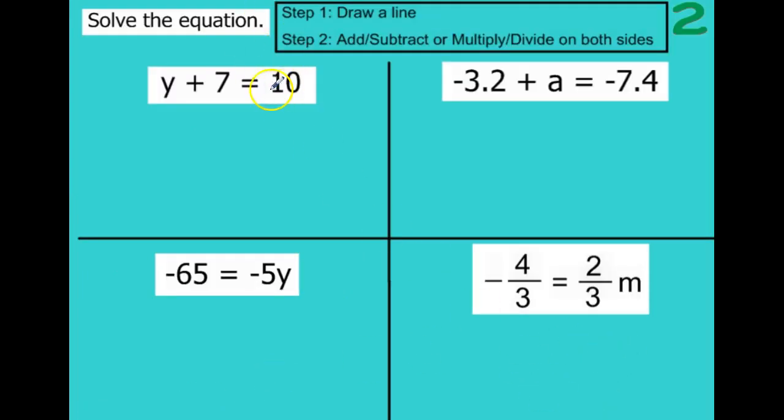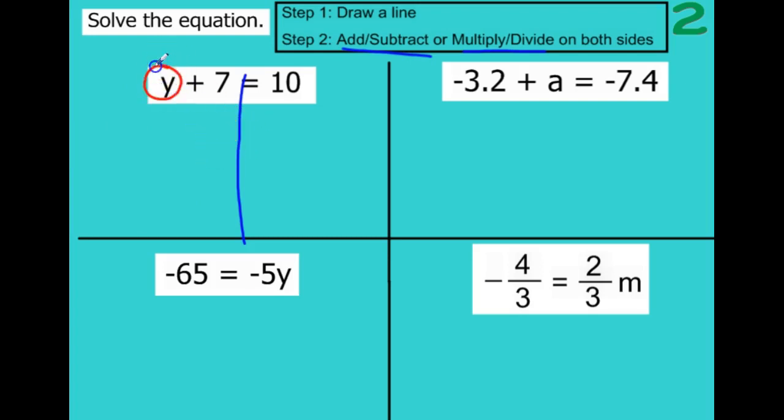So next, solve our equation. Like we said, first thing is to draw our line. Then we're going to get rid of addition or subtraction first, then multiplication and division second. Some of you might be thinking, well, I know that some number plus 7 equals 10. Well, that number has to be 3. 3 plus 7 is 10. Yes, I know some of you can do it in your heads, but we need to follow a pattern so that when we get to more challenging problems, we already have a structure to use.